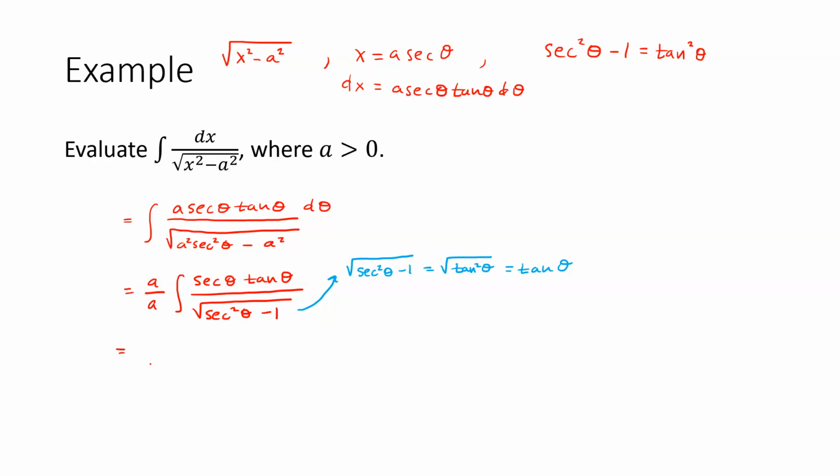Okay, so these a's divide out, and we've got secant theta tangent theta over tangent theta. The tans divide out. So now I just have to integrate secant theta. And we know that's just ln of secant theta plus tangent theta.